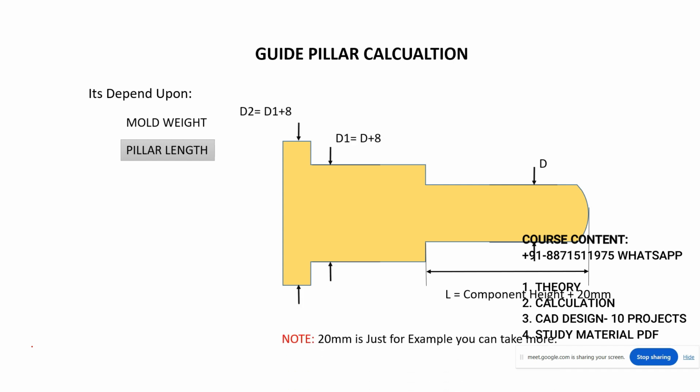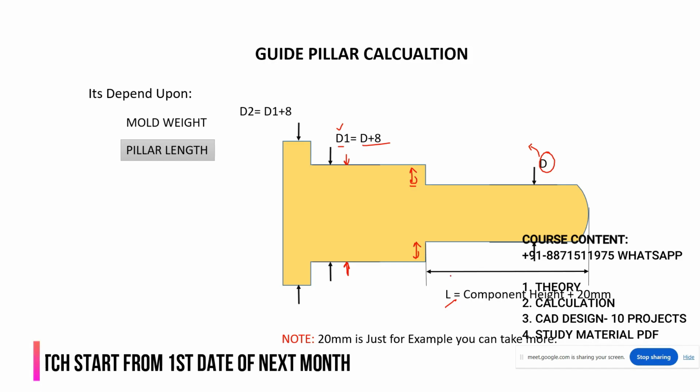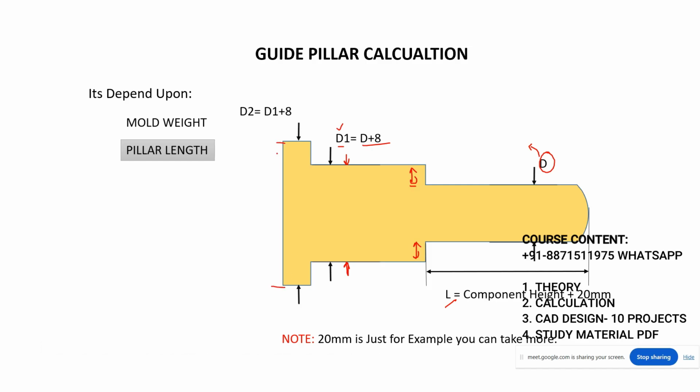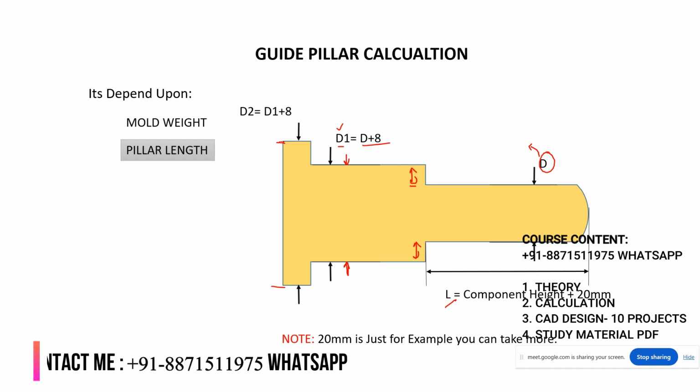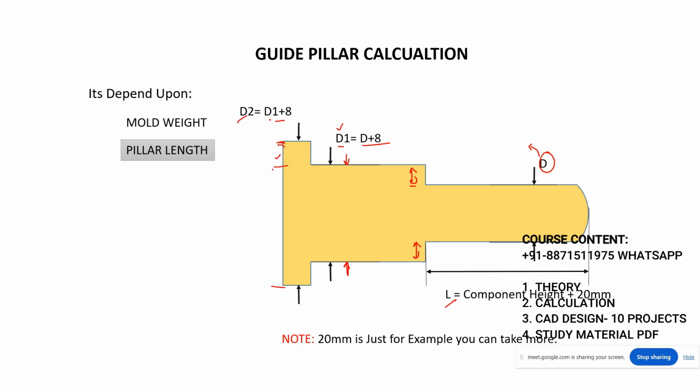Understood? Okay, now once you get the pillar length, you will get the diameter by the formula. And once you get the diameter, you can find out the shoulder diameter, which is d1 equal to d plus 8. It means 4 mm per side we have to take. This is the manufacturing facility, right? And again, if you want to design a collar after the shoulder, it will be d2, which is d1 plus 8. So 4 mm again for the collar, per side. Is it clear?